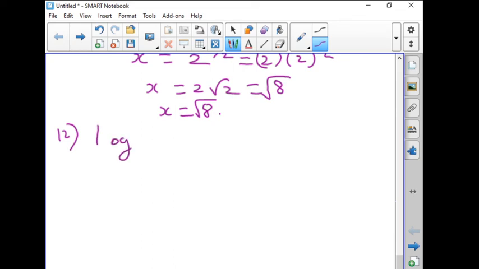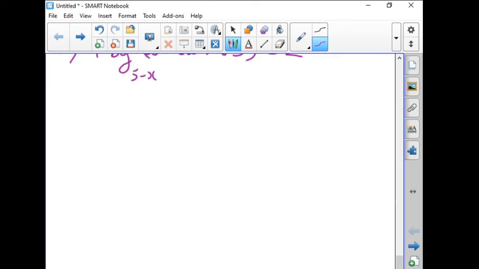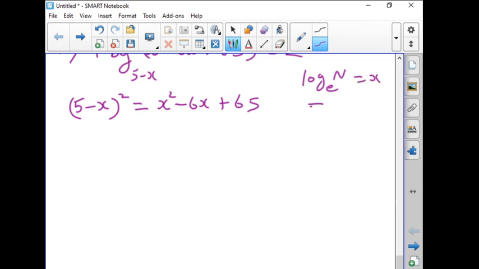Log of x square minus 6x plus 65 to the base 5 minus x is equal to 2. Okay, this is in logarithmic form. So writing in exponential form, this becomes 5 minus x the whole square is equal to x square minus 6x plus 65. Okay, what is it? Log n to the base e is equal to x means n equal to e power x. We have seen in our previous class.